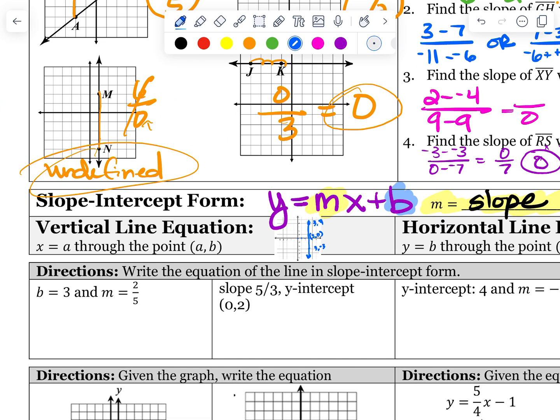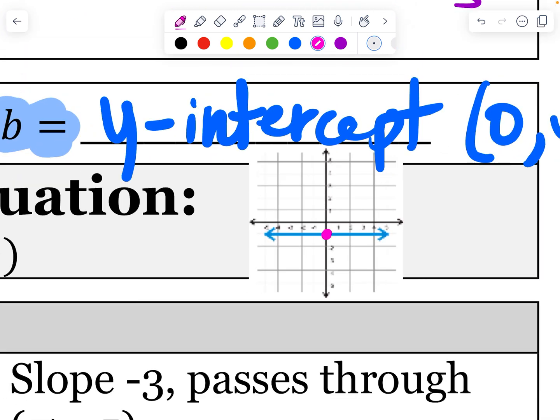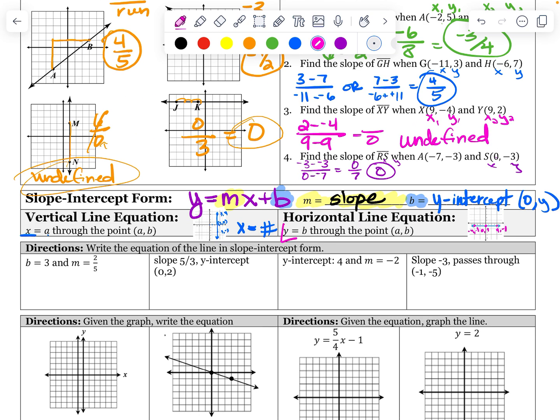Whenever you have a vertical line, it's going to be x equals a number. For a horizontal line, it's going to be y equals something, because that is a -1. So 0, -1. That's a -1 still. So that's 4, -1. Over here is -4, -1. So it stays -1 the entire time. A horizontal line is always going to be y equals something.